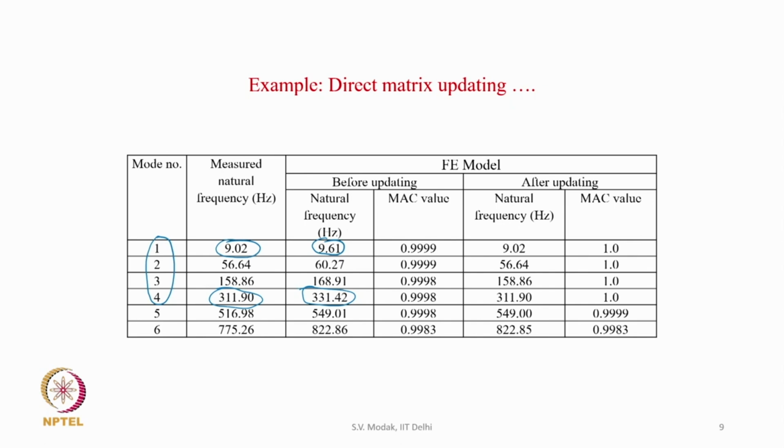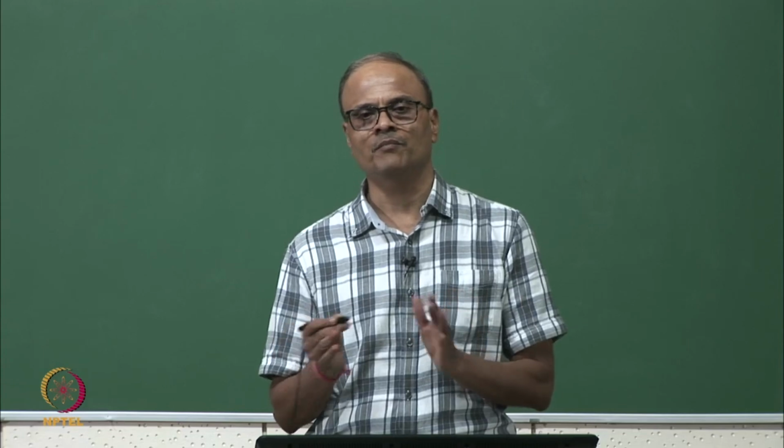Also, the MAC values based on comparison of the measured mode shapes and the FE model mode shapes are though good, but they are less than 1. And what we see after updating? After updating, the 4 natural frequencies are exactly reproduced by the updated FE model, because now they are identical with the measured natural frequencies. Similarly, the MAC values of the mode shapes based on the updated model are now 1 for the first 4 modes, which indicates a perfect correlation. So, what we see is that the direct matrix updating method has reproduced the measured eigenvalues and eigenvectors that were used in updating. The percentage error is 0, it is completely eliminated.